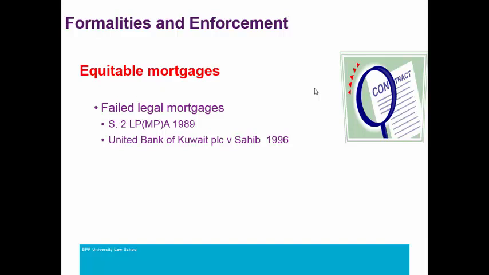So where is all this leading to? Well, if you're trying to create a legal mortgage, but you fail to do so, it could still be interpreted as an equitable mortgage if what you've done amounts to a contract to create a legal mortgage. In other words, if the failed document complies with Section 2 of the LPMPA, the court will interpret it as a contract to create a legal mortgage which can be specifically enforced.